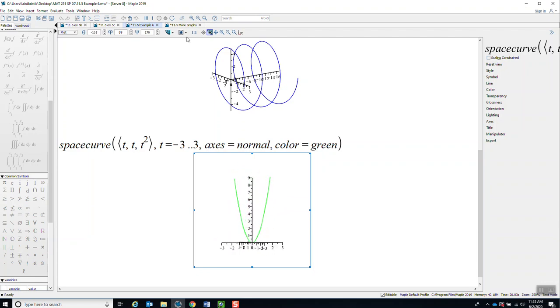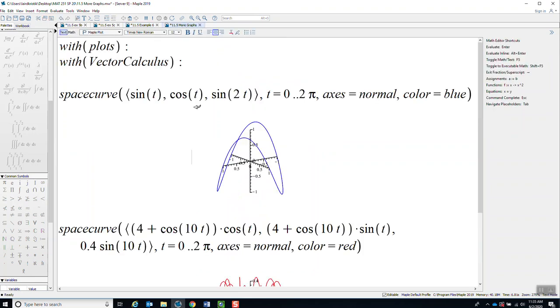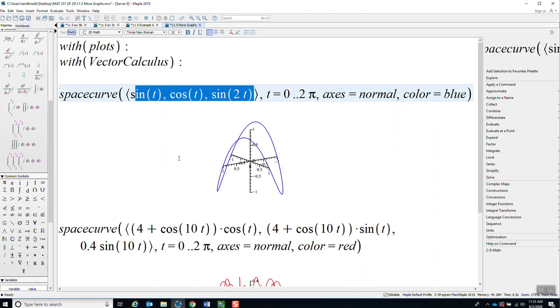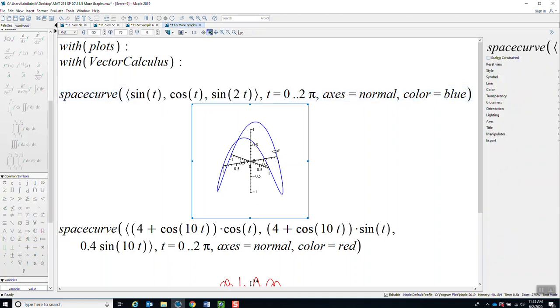All right, one more. More graphs. These are the fancy ones. These are the ones that we really couldn't do by hand. You'll see again I started with my with plots and with vector calculus. This first one I like to refer to as my Pringles potato chip curve. You can see the function sine t, cosine t, sine 2t. None of the terms are constant or linear, so we wouldn't have been able to do this one by hand. And here's the graph I get.